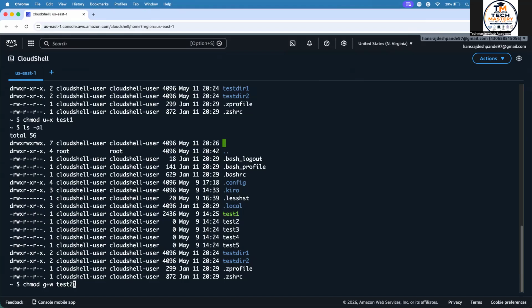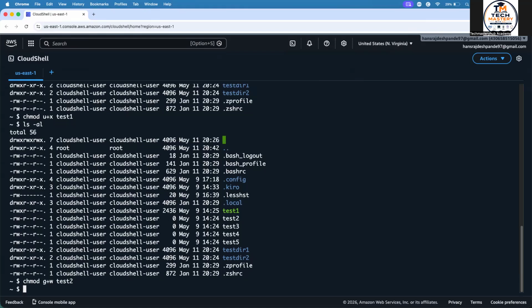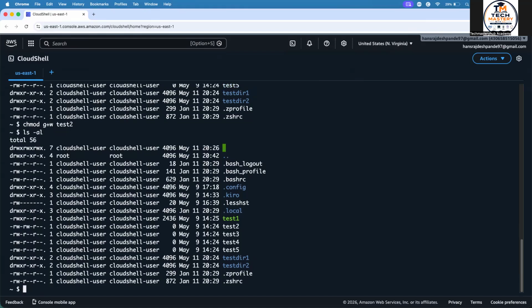For the test2 file, we will try. So what we are doing, using the chmod command, to the group we are granting w authority. Okay, and let's check whether the authority is granted or not. Which file did we try? We changed test2. Yeah, here you can see the w authority is granted to the group.